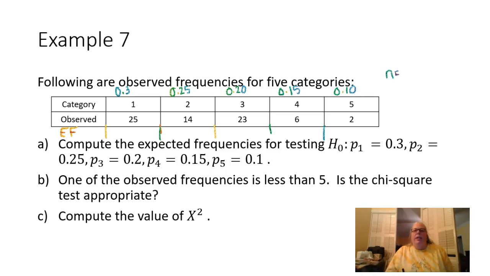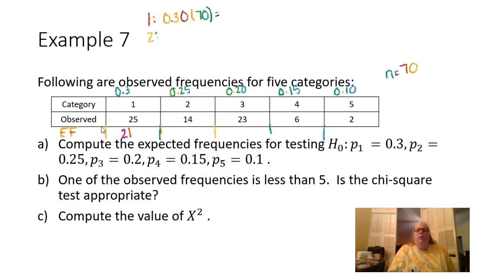Now I can figure out what n is by adding up all of my observations down here on the bottom row. So 25 plus 14 plus 23 plus 6 plus 2. All right, let's put that in the calculator and see what we get. And this is giving me 70. All right, so for category number 1, I want to multiply the probability 0.3 times n of 70. And this is going to give me 21 as an expected frequency.